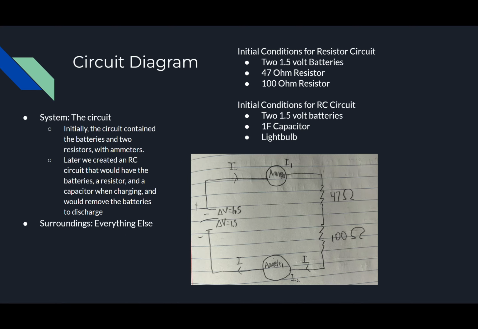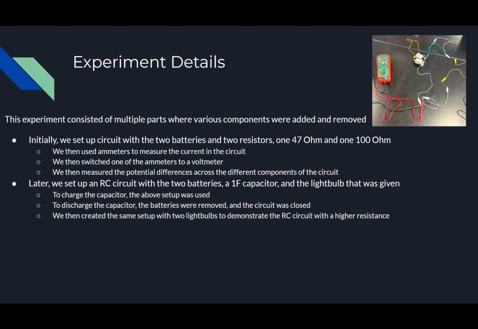Here's our main diagram of the two resistor circuit. The system is the circuit and the surroundings is everything else, and then later we switch to the RC circuit and that will be the system. These are the initial conditions for both of the circuits, and then the experiment details.